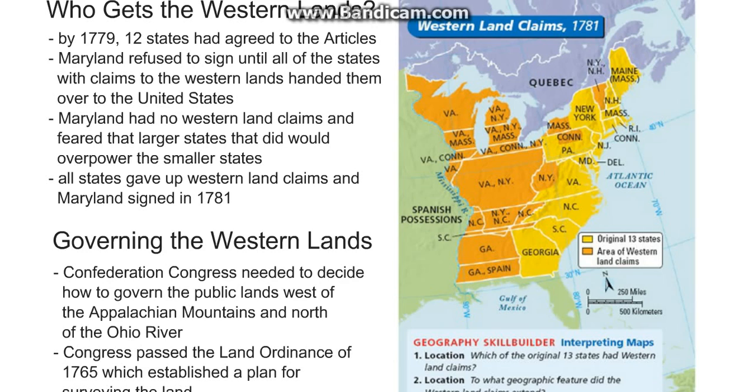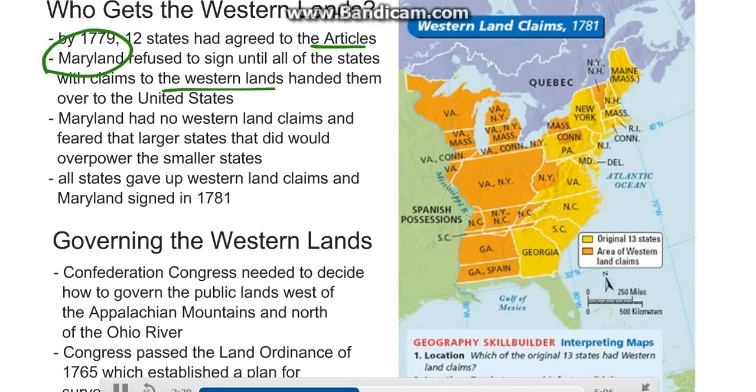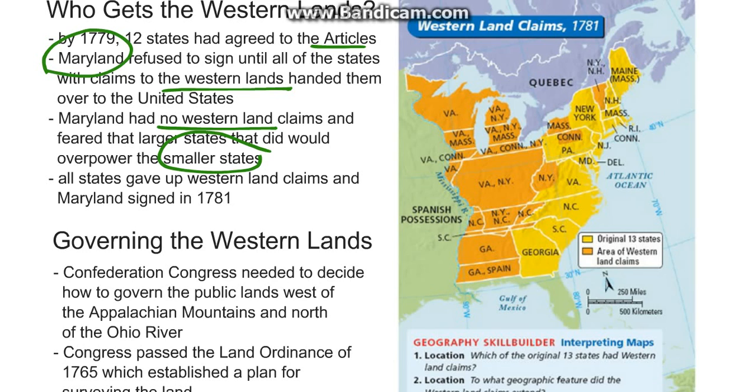Who gets the Western lands? By 1779, 12 states had agreed to the Articles of Confederation, and Maryland was the only state that had not agreed. The reason why Maryland refused to sign was because other states had claims to Western lands. Maryland did not have any land claims to the Western lands and feared that larger states would overpower the smaller states. All states will eventually give up their Western land claims, and Maryland will be the final state to sign the Articles of Confederation in 1781.